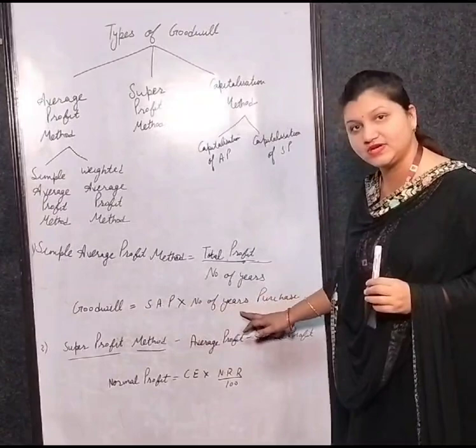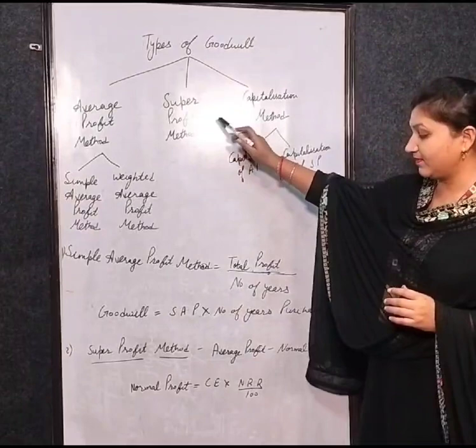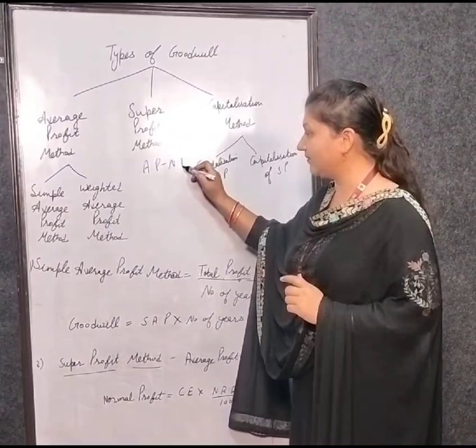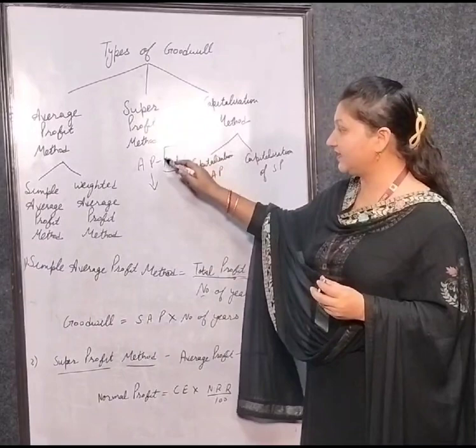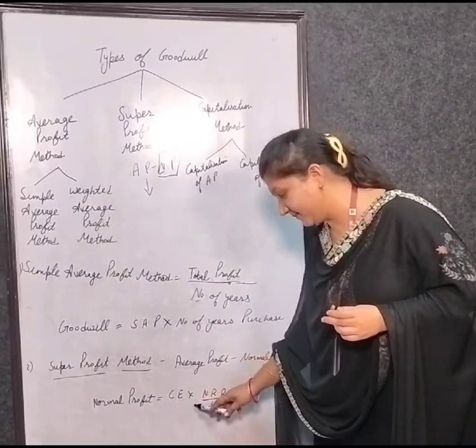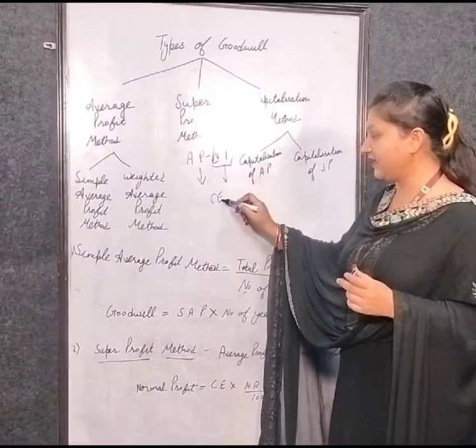And second main method is super profit method. Super profit is average profit minus normal profit. Average profit is total profits divided by number of years, and normal profit is capital employed multiplied by normal rate of return divided by 100.